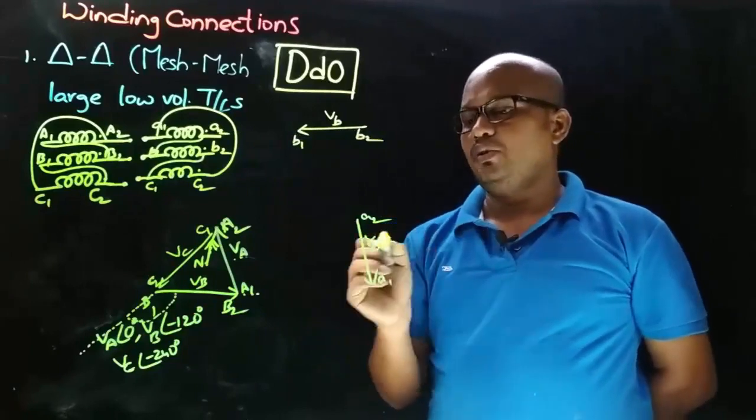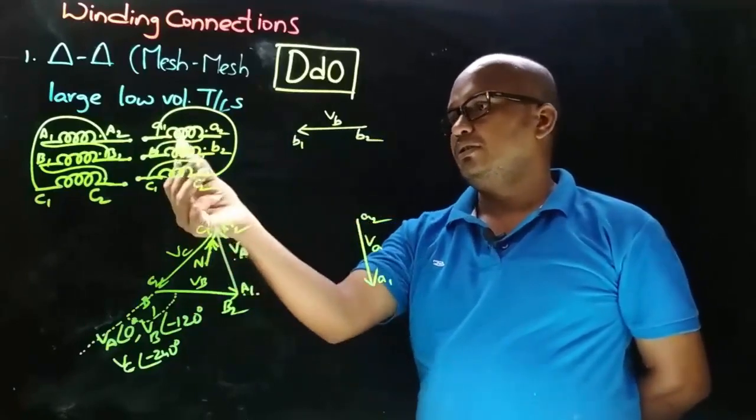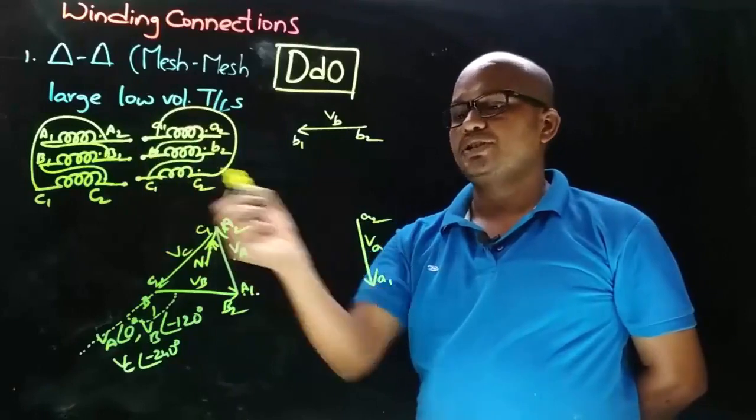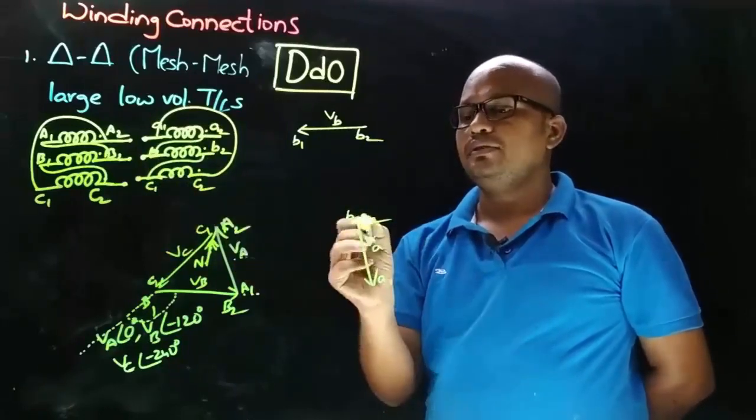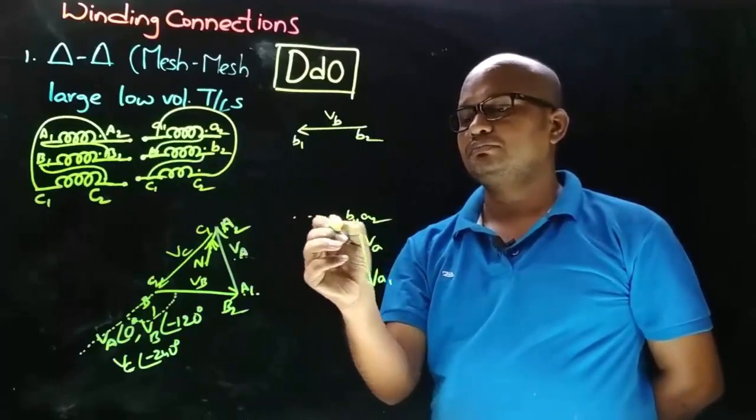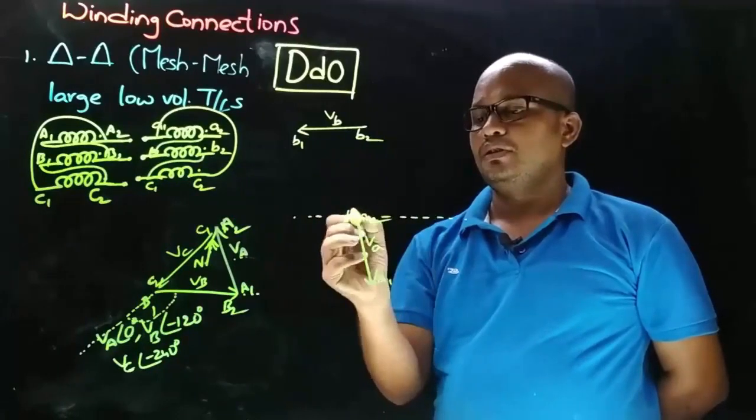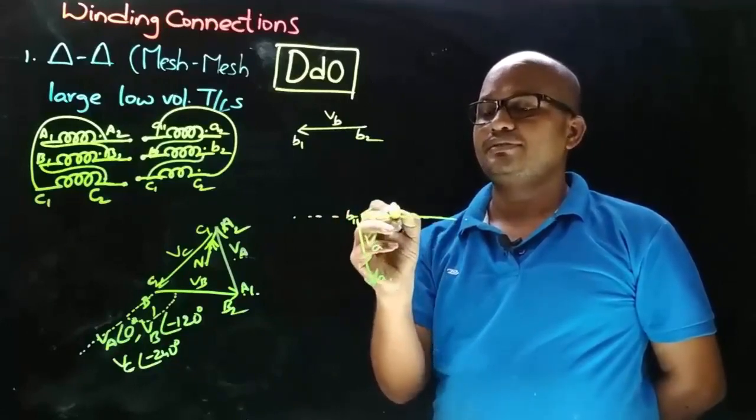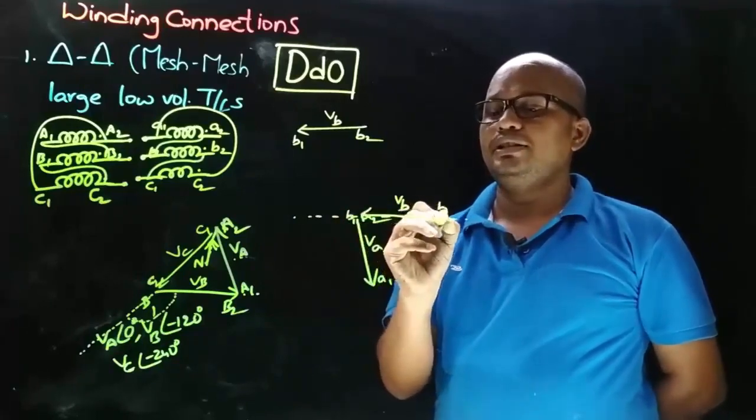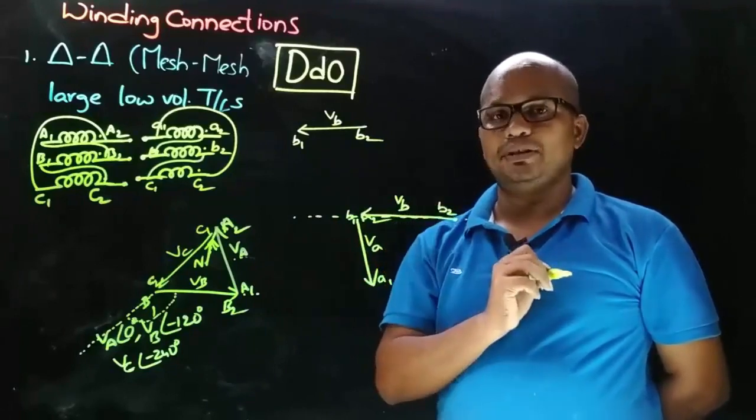Okay, and now observe that to A2 there is a B1 connection, which means B1 will come here. So the VB phasor is drawn like this. This is the B1 terminal and let this be the B2 terminal.